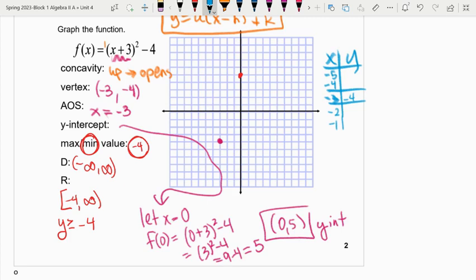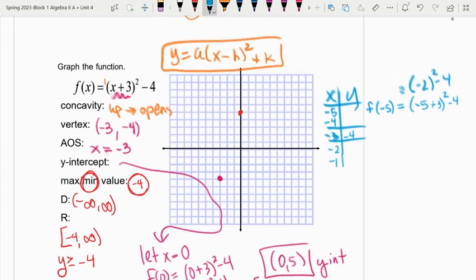So let's put in negative 5 for the x. So I'm finding f of negative 5. So that's going to be (negative 5 plus 3) quantity squared minus 4. Negative 5 plus 3 is negative 2. Quantity squared minus 4. So negative 2 squared is 4. 4 minus 4 will give me 0. So at negative 5, my answer is 0.